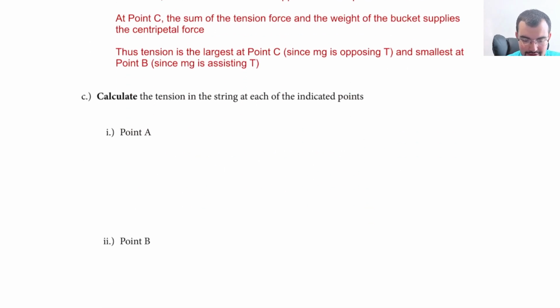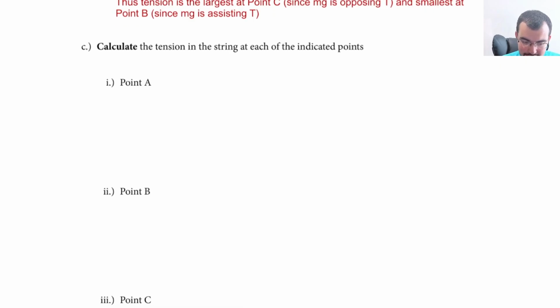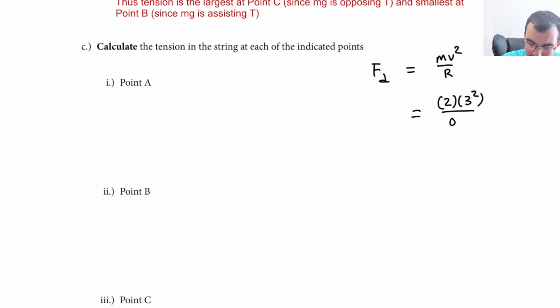So now let's calculate the tension in the string at each of the indicated points. To start, we know that the net radial force is just mv squared over r, which is 2 times 3 squared divided by 0.5, because the speed was 3 meters per second, the mass of the bucket was 2 kilograms, and the string length was 0.5 meters. It's going to be 4 times 9, 36 newtons. So the net force must be 36 newtons in each case.